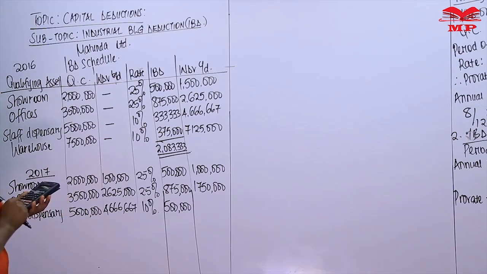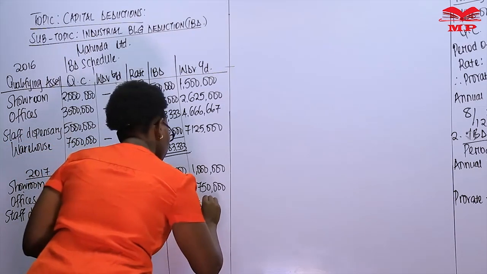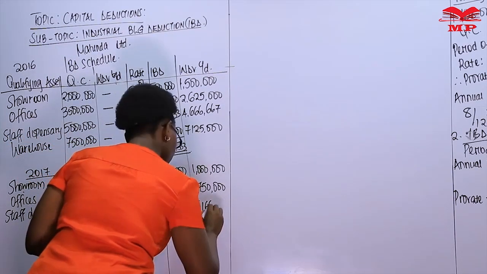So our remaining amount is 4,666,667 minus 500,000. That is 4,166,667.